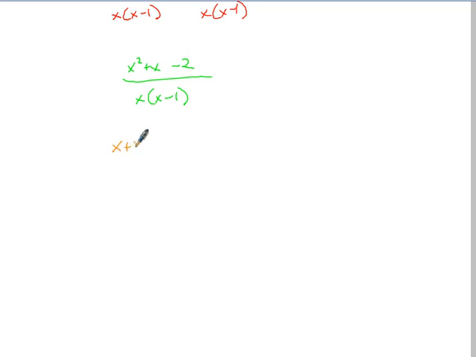But this is x plus 2 over, times x minus 1, and then that's over x times x minus 1. What do you notice? You notice that those are the same, so they can divide out. So my answer is x plus 2 over x, and x cannot be equal to 0 or 1. Okay, so that's got it, number 2.